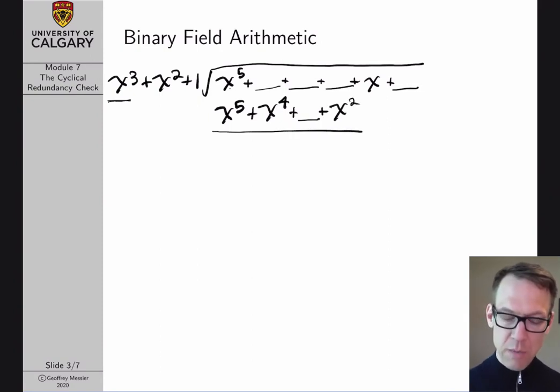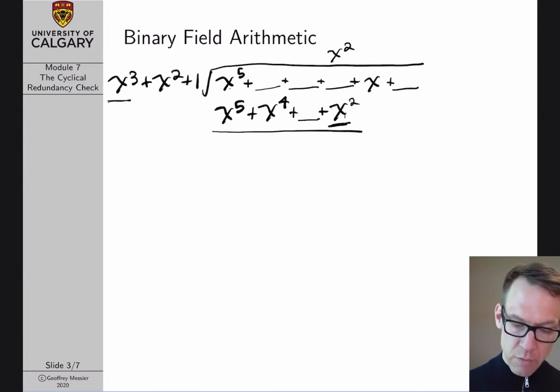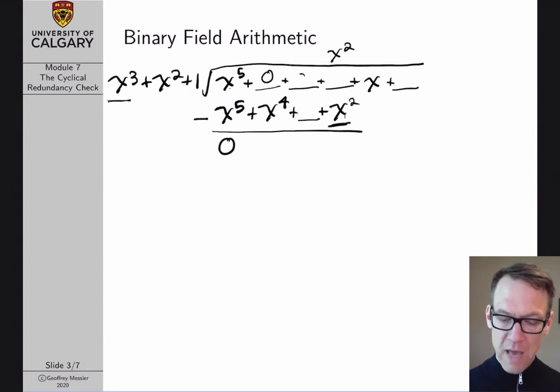And just to keep track of what we've done, over top of the least significant term in our divisor, we're going to record the fact that we multiplied our divisor by x squared. Okay? And once this is all lined up, just like regular long division, we're going to do a subtraction. So x to the fifth minus x to the fifth is 0. These gaps basically represent 0 terms.